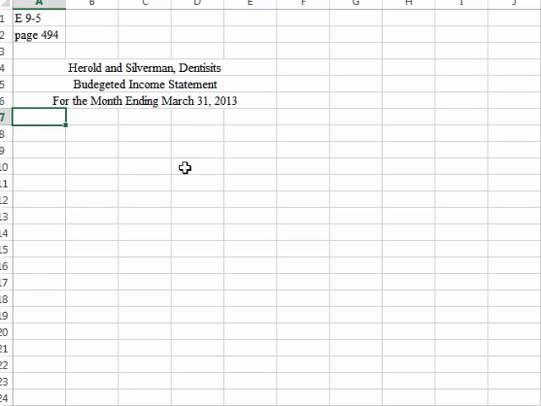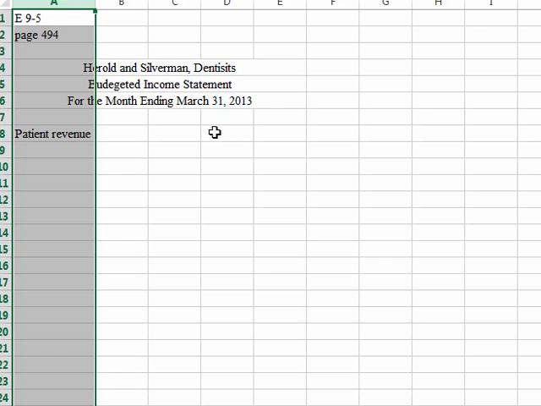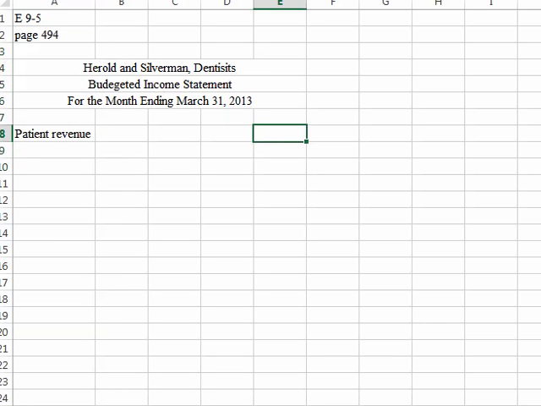Guys, it's just like an income statement you've seen before. It's that we're working with budgeted numbers rather than actual numbers. Okay, so we'll take our budgeted revenues, deduct our budgeted expenses to get a budgeted income number. Our revenue here is patient revenue. And their patient revenue is expected to be $51,500.